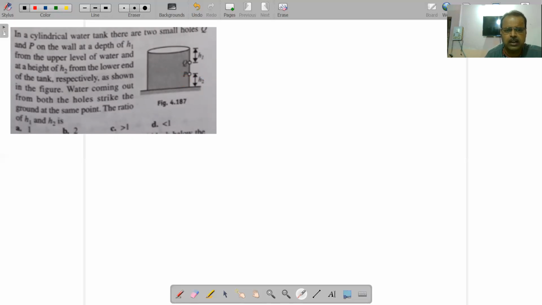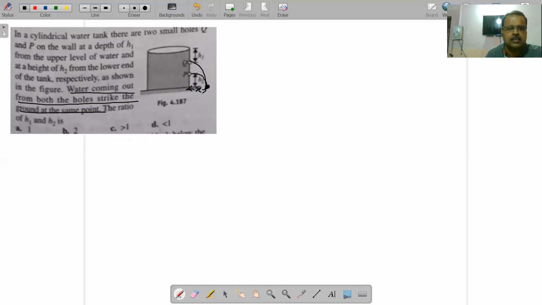Now, it is mentioned that the water coming out from both holes strikes the ground at the same point. So we can consider that the water coming out from these two holes reaches the ground at the same distance. What we have to find out is the ratio between H1 and H2, that is, the heights of these two holes from the top and the bottom of the liquid level.